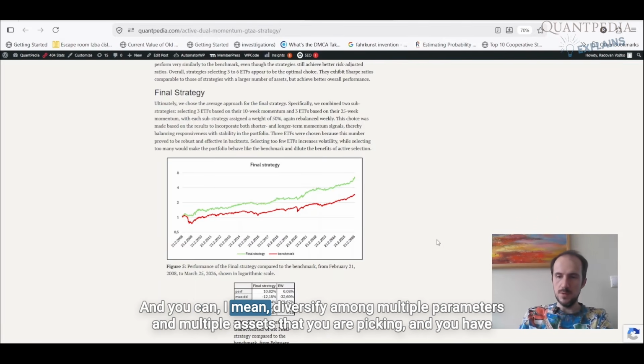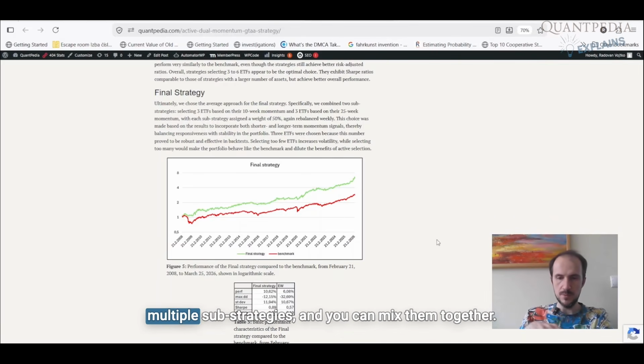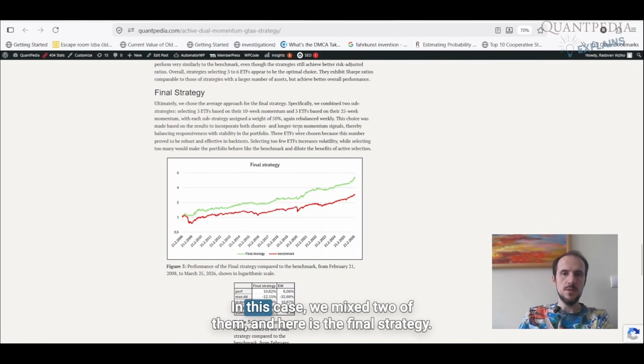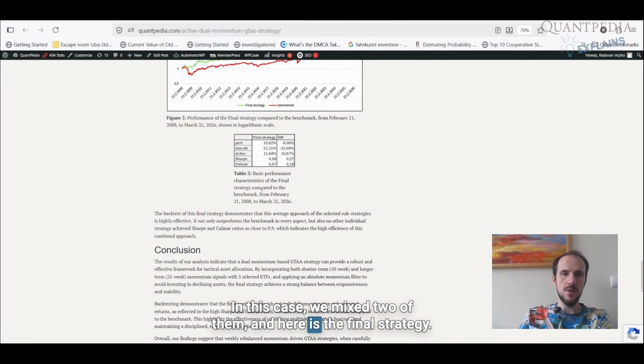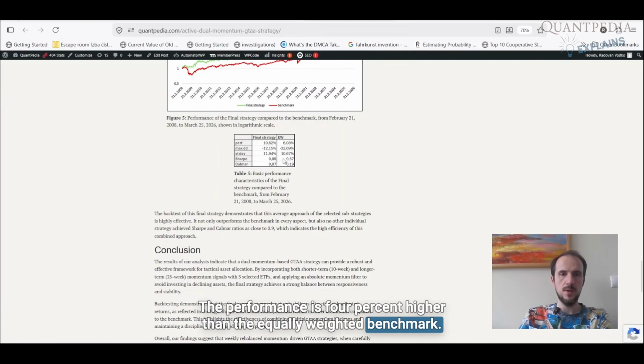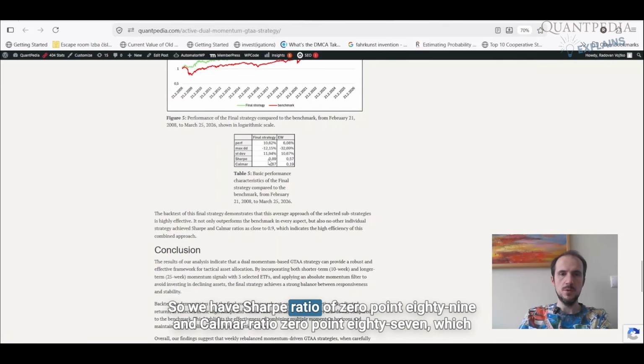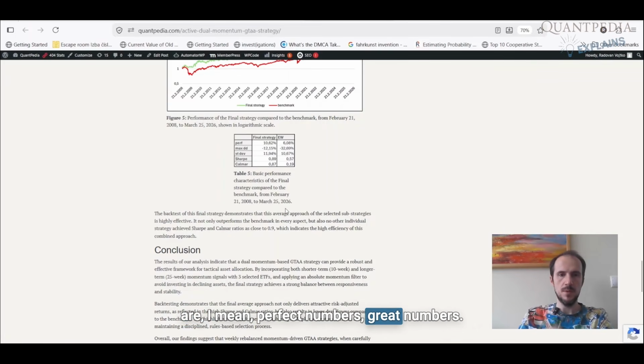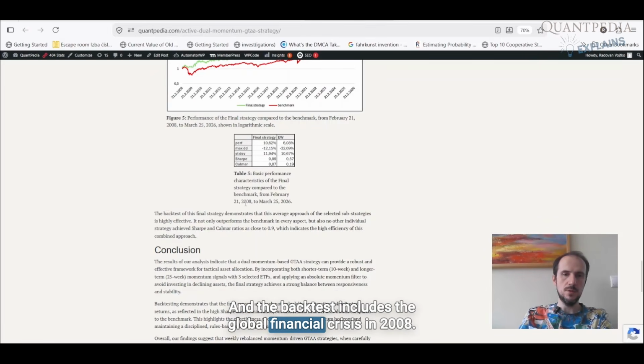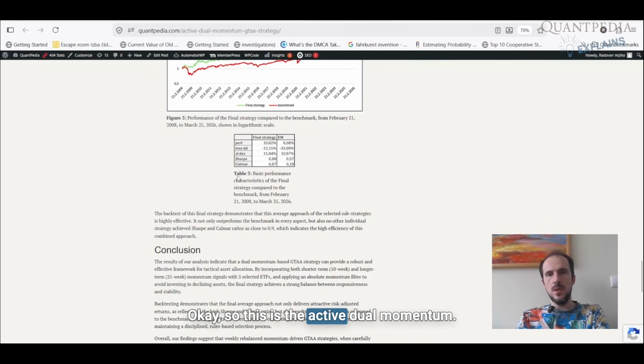You can diversify among multiple parameters and multiple assets that you are picking, have multiple sub-strategies, and mix them together. In this case, we mixed 2 of them. And here is the final strategy. The performance is 4% higher than the equally weighted benchmark. Maximum drawdown is 1/3 of the equally weighted benchmark. The standard deviation is approximately the same. So we have a Sharpe ratio of 0.89 and a gamma ratio of 0.87, which are great numbers. And the backtest includes the global financial crisis in 2008. Okay, so this is the active dual momentum.